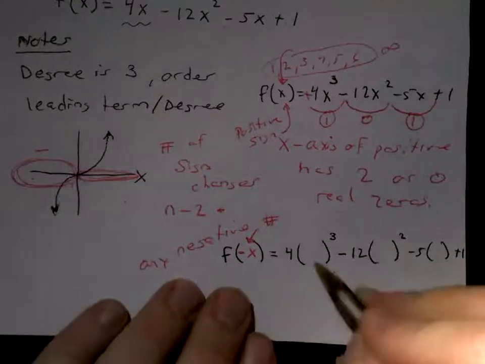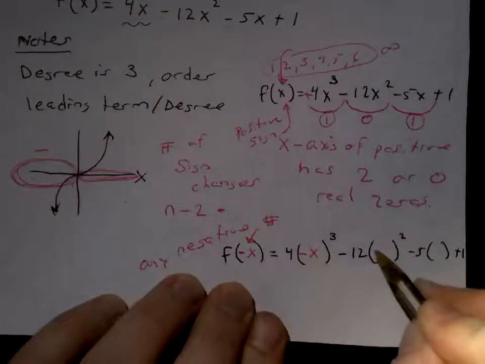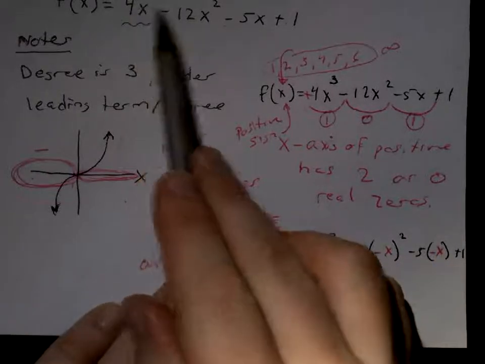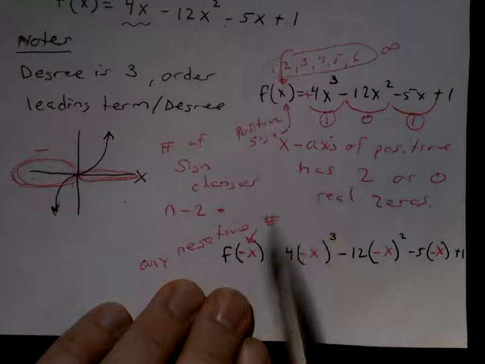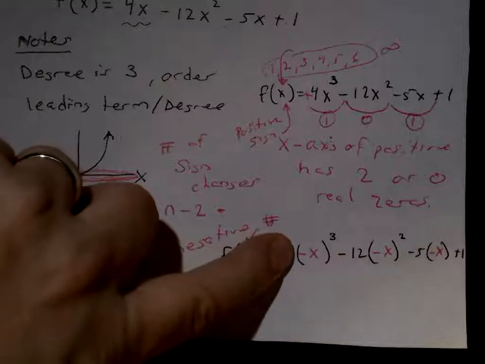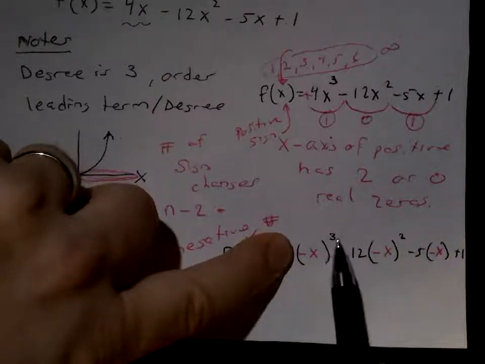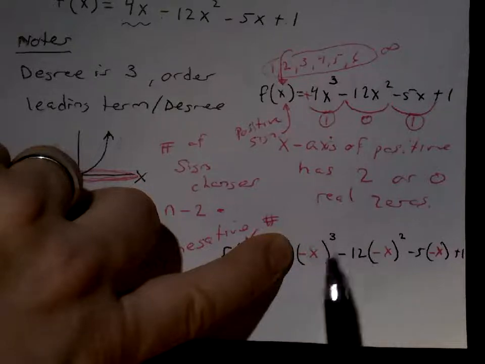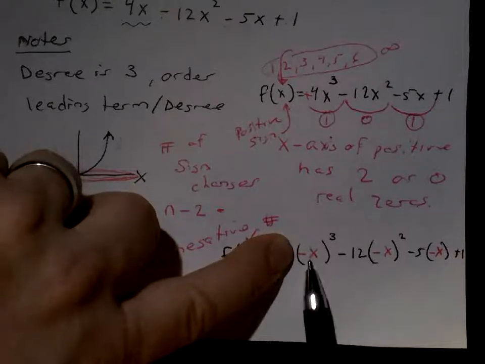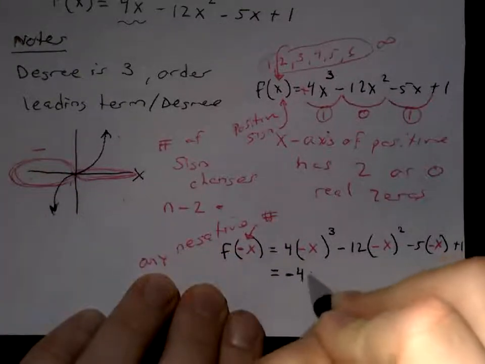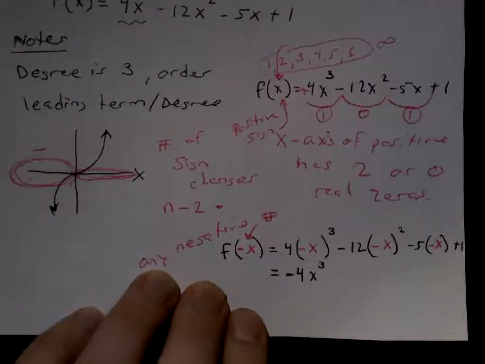So let's look at this. We're going to put the negative x in all the places for the x up here. And you need to know how this works, the PEMDAS. You're going to look at the exponent and say, okay, this has a 3 in it. This is odd. If you multiply negative times a negative times a negative, that's still going to be negative. So you're going to write negative 4x to the third.